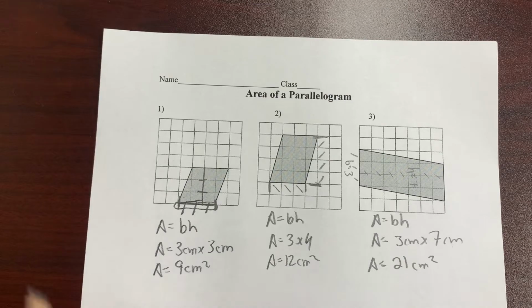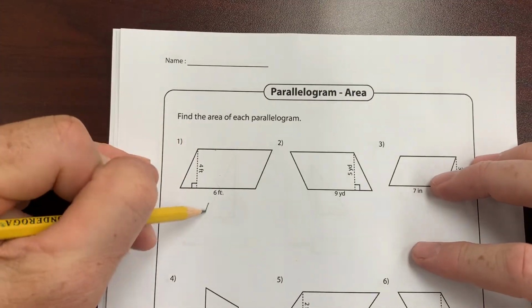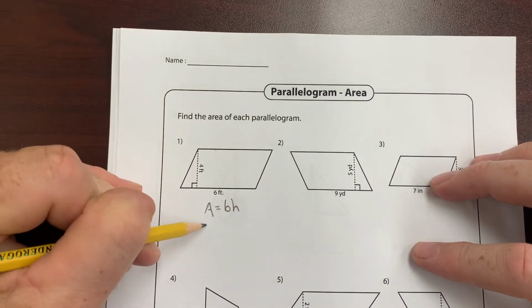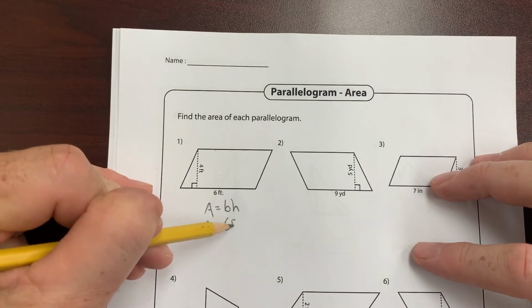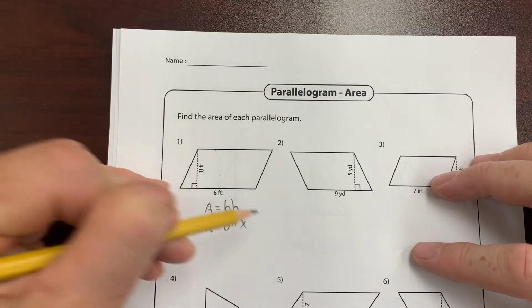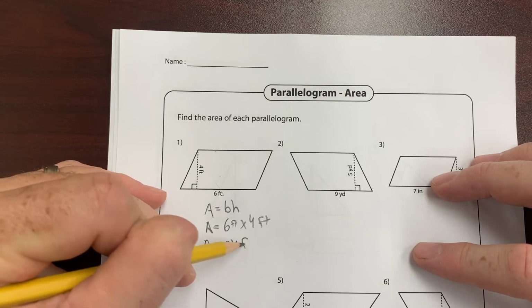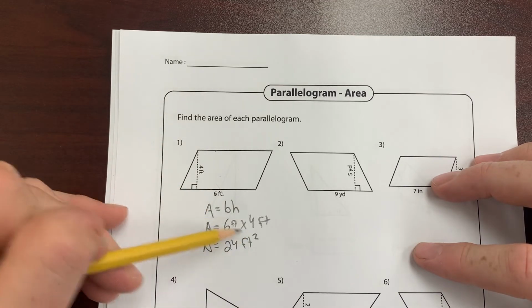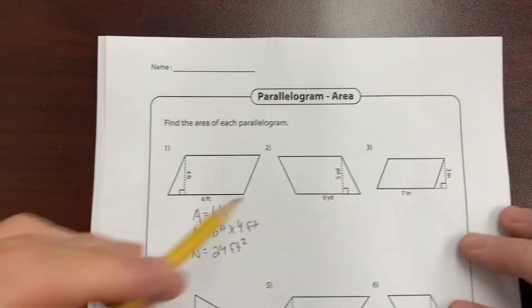All right, on to some where the measurements are given to us. So again, you're going to show your work this way. You'll show the formula first, base times height. You'll put them in order. So my base is 6 feet times 4 feet. 6 times 4 is 24 feet squared. Here, multiplying feet by feet gives us feet squared, the area, the space this takes up.